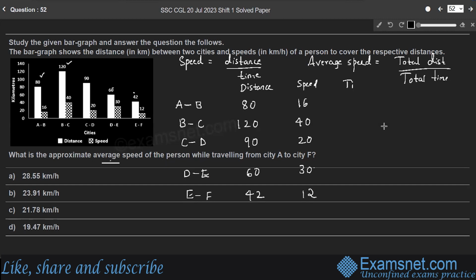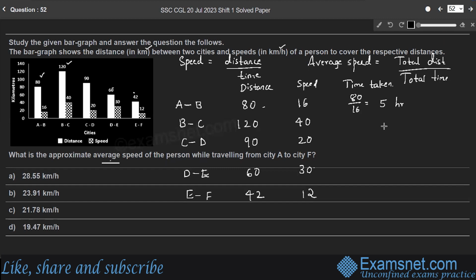Therefore, time taken by him to cover the respective distances. Time is distance by speed, right? So 80 by 16. So you will get 20 by 4, which is 5. 5 hours is the time taken by him. Since the speed is in terms of kilometer per hour and the distance is in terms of kilometer, time is in terms of hour, right?